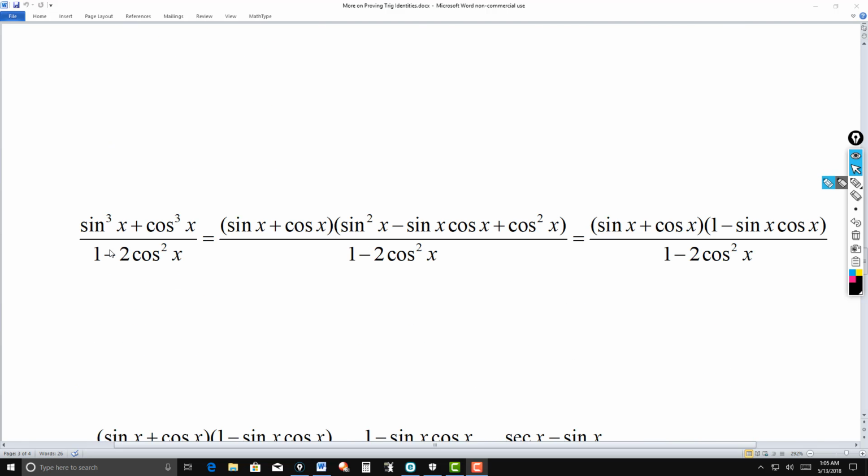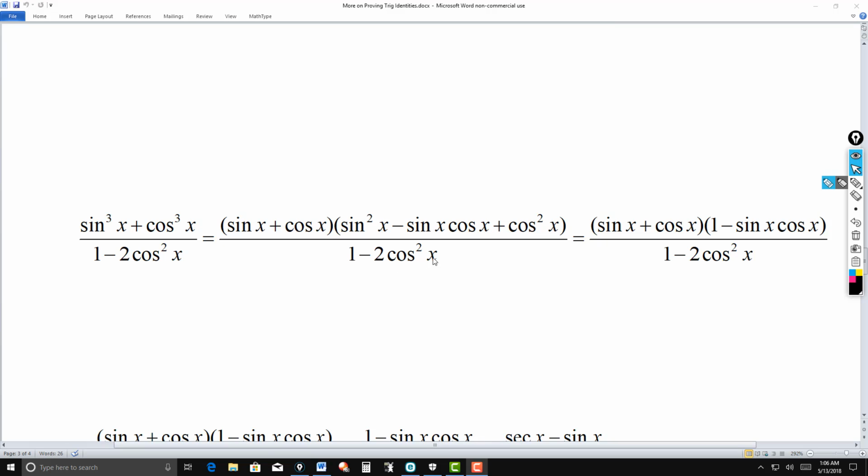So here we have it. The first thing I did was factor this. When you have the sum of two cubes, the first factor is the sum of the cube roots. The cube root of sine cubed x is sine, and the cube root of cosine cubed x is cosine of x. The other factor is the square of the first term, sine squared, with the opposite sign, minus, the product of the two terms, sine x cosine x, plus the second term squared. The denominator just stayed the same.